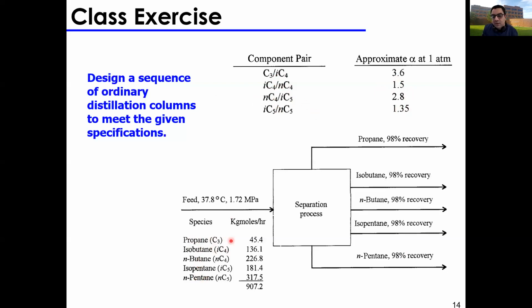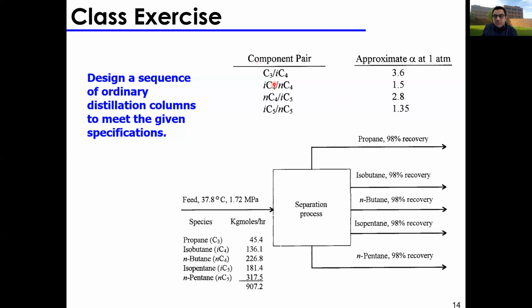Then you calculate the relative volatility for each adjacent pair, C3 IC4, IC4 NC4, NC4 IC5, IC5 NC5, and I write my relative volatilities here. And once you get to this point, this will give you some information about how you should move ahead with your separation.